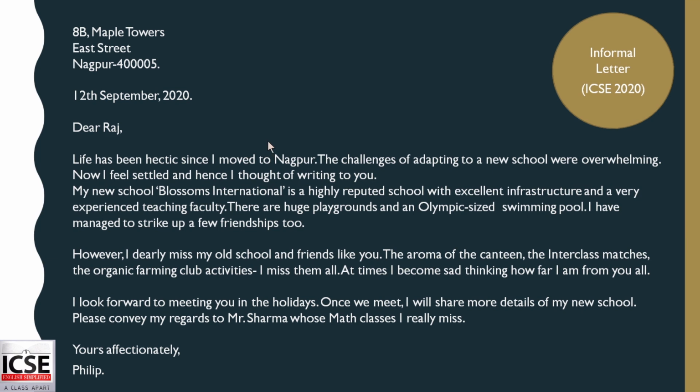So this is the way I have written the letter. I'm sure you'll be able to write better letters. When you're writing your informal letter, you begin with your from address. The address is in 3 lines, progressing from the specific to the general. So you have the number of the flat or the house, the name of the building, the name of the street, the name of the town, followed by a pin code.